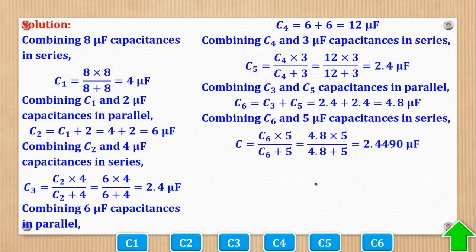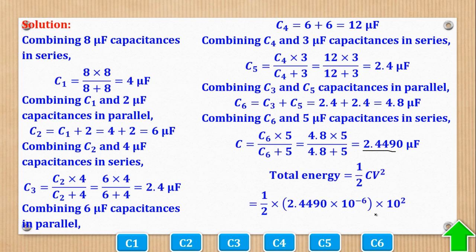So now that we know the total capacitance and we know the total PD, we can get the total energy from a half CV squared, and to give you this, and that will be the energy they wanted.